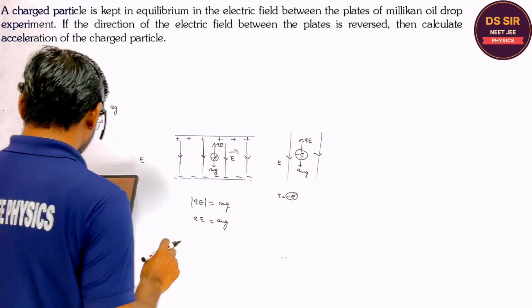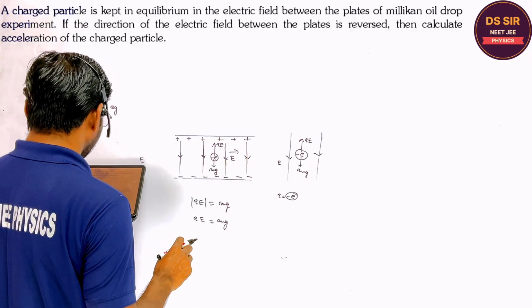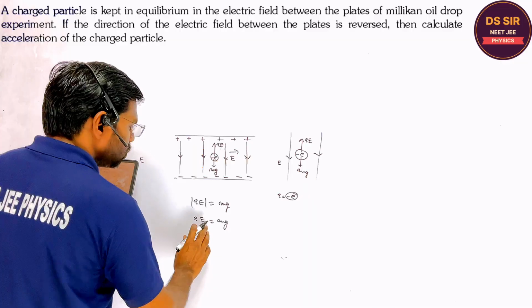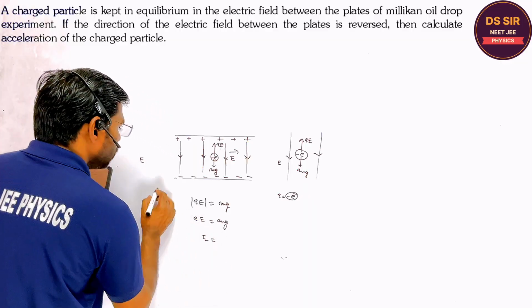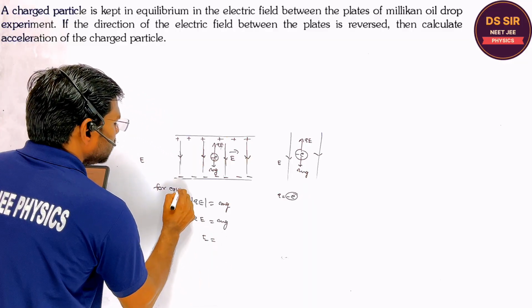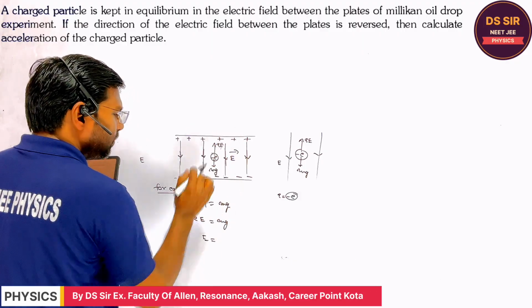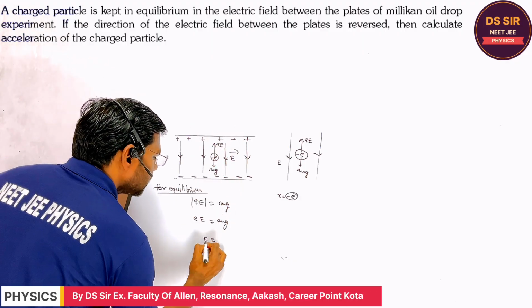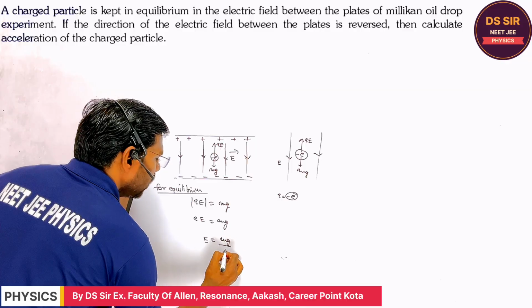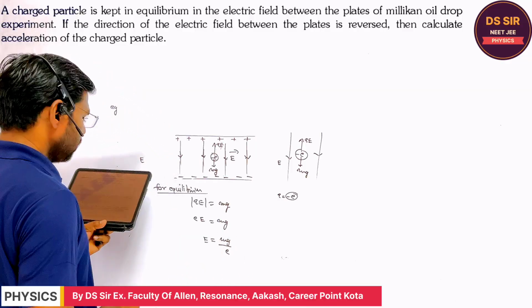Now, if the direction of the electric field is reversed, let us calculate. For equilibrium, mg is balanced by qE. So in this case, the electric field comes to be mg upon q. Is it clear or not?